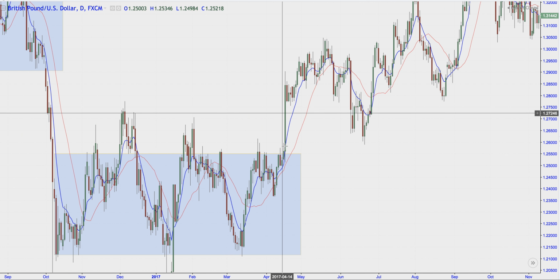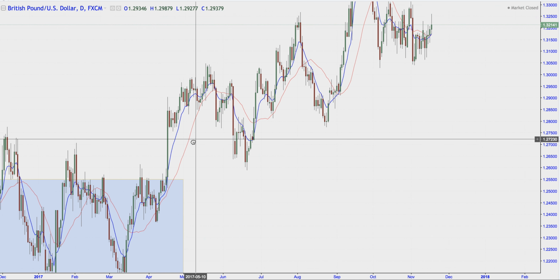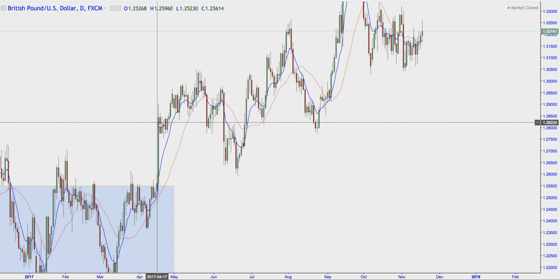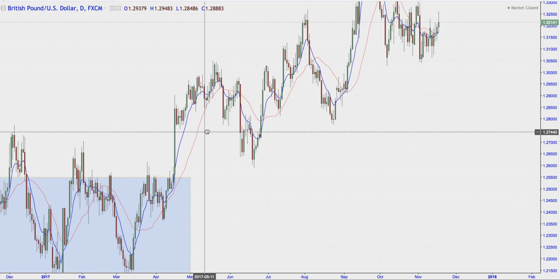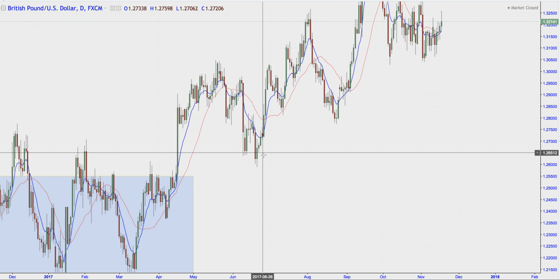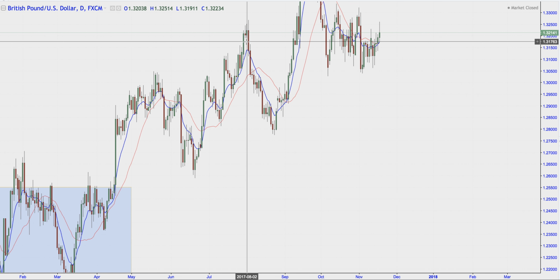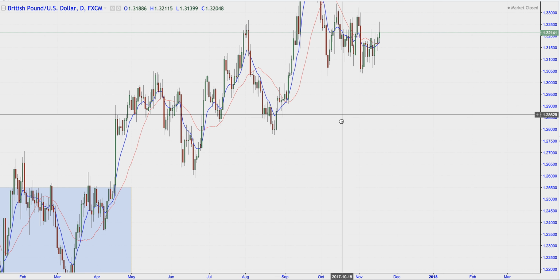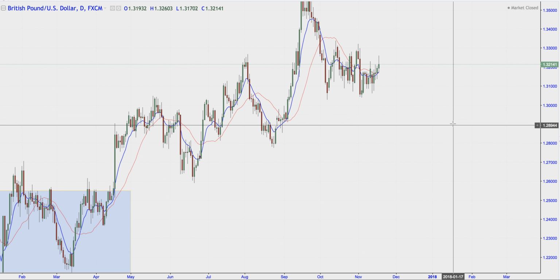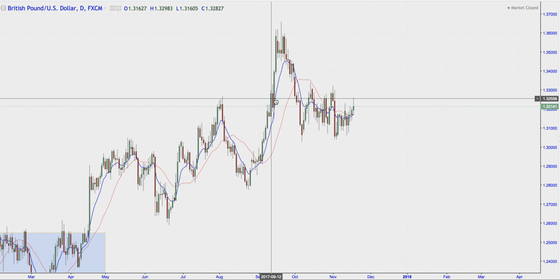So this right here led us back up, and ever since then, so I believe this is around about August time, August 2017, we actually then have created this little higher low right here, and then another higher high, then another higher low. So ever since then, we've actually been showing a nice bullish perspective on this pair.